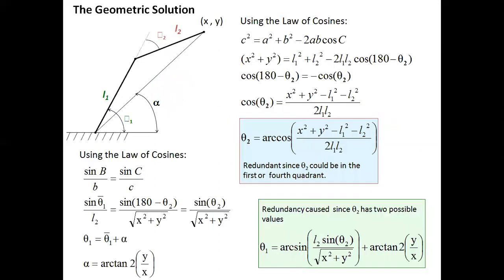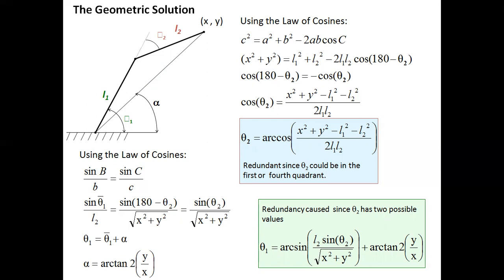Sometimes there are no solutions. For the geometric solution, let me take a triangle, using the laws of cosines and sines. The cosine law says c square equals a square plus b square minus 2ab cos c. Here c is nothing but x square plus y square, a is L1, b is L2, so L1 square plus L2 square minus 2 L1 L2, and c is cos of 180 minus theta 2, which is minus cos theta 2. So representing cos theta 2 we get x square plus y square minus L1 square minus L2 square, by 2 L1 L2. Again theta 2 is arc cos. So it is redundant, since theta 2 can take both the values.